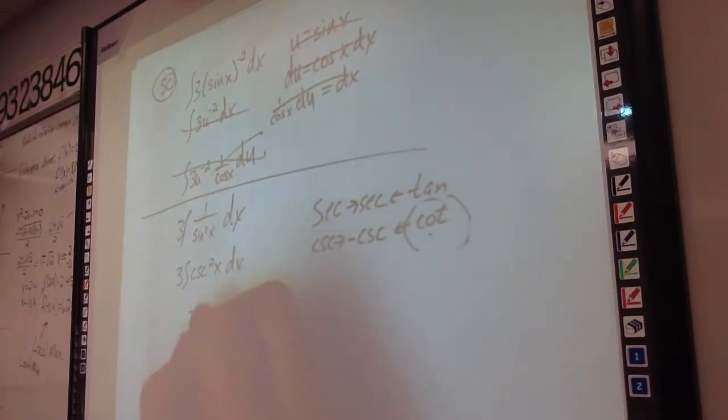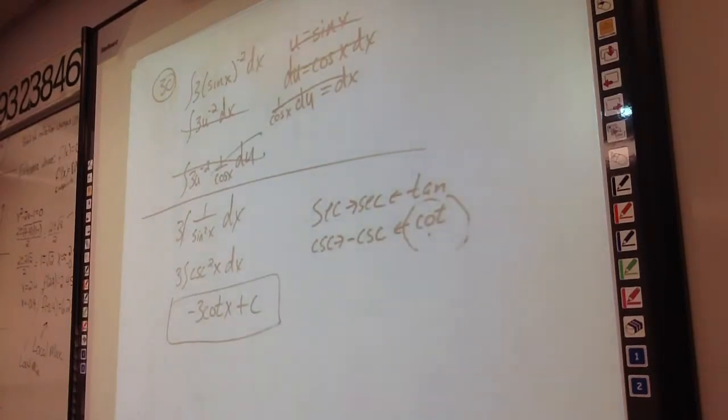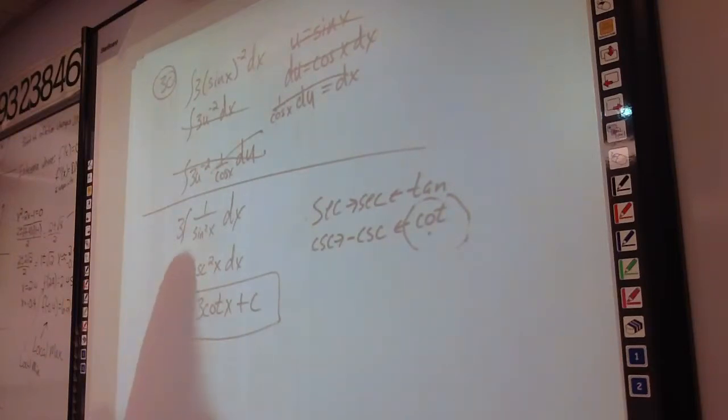So if I just do negative cotangent, so negative 3, the 3 is still there, cotangent of x plus c. That's it. No u substitution involved. If you're doing the u substitution, I never did. I never used u. I didn't need to. I changed it to cosecant squared, and I know the antiderivative of cosecant squared, so I didn't have to use a u.